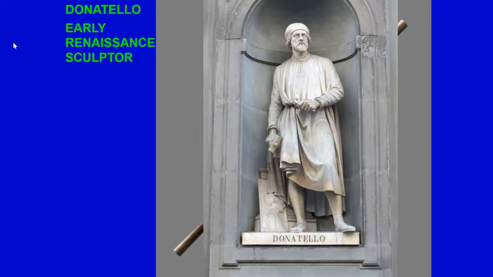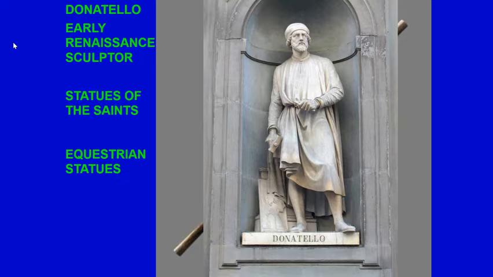So he was an early Renaissance sculptor. He did statues of the saints and he did statues of horses. So that's what equestrian means. And so let's take a look at some of his artwork.